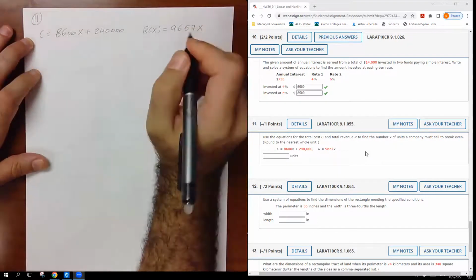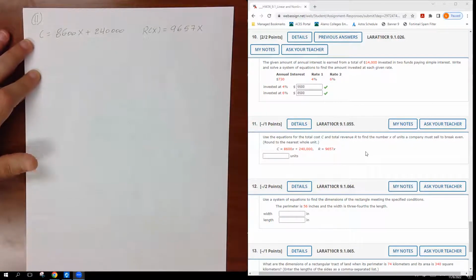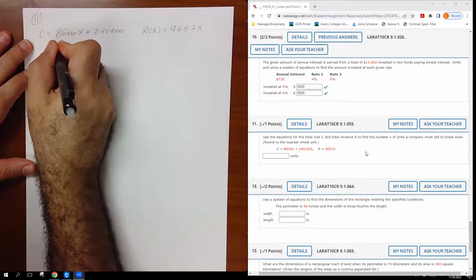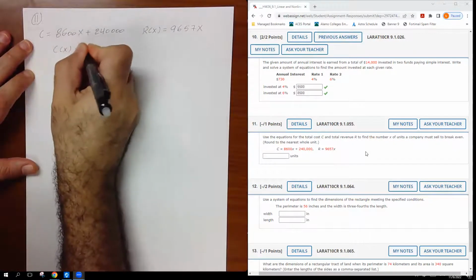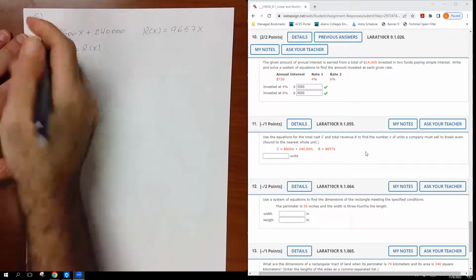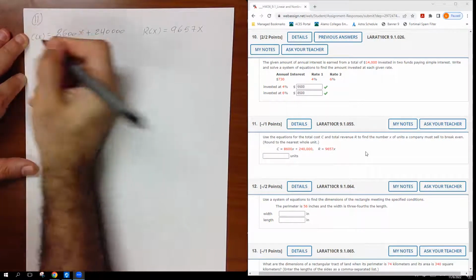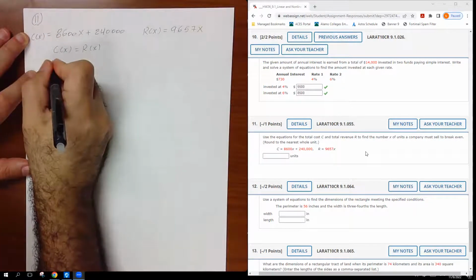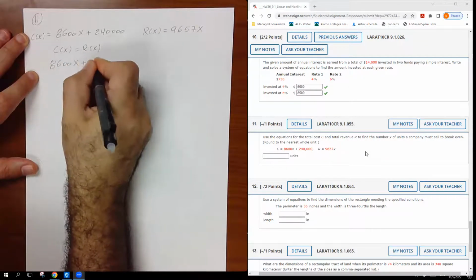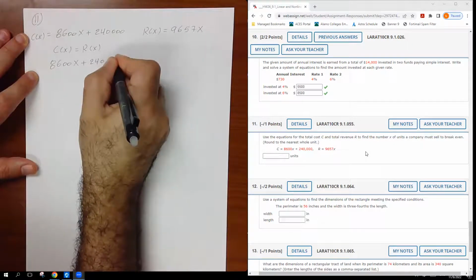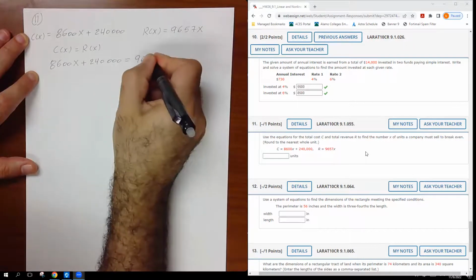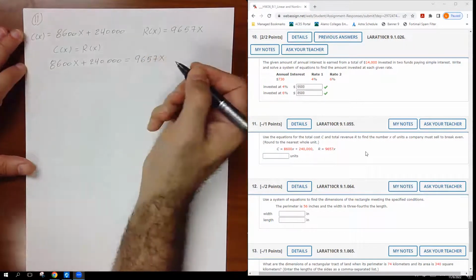57x. So when they're telling you it's a break even, that means the cost, which is C over the X, is going to be equal to the revenue. By the way, this is the cost for the X, which is the same thing. Now that means 8600x plus 240000 equal the revenue, which is 9657x.